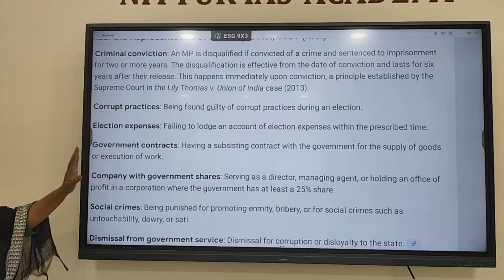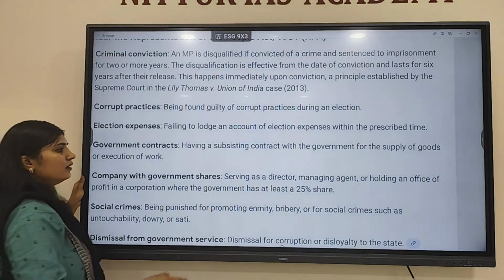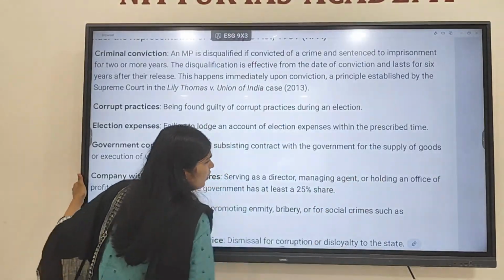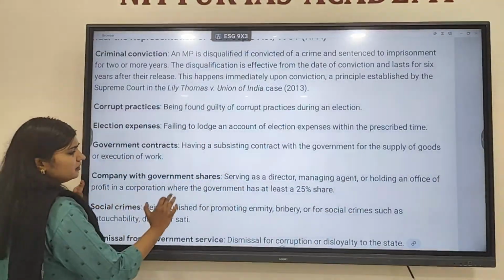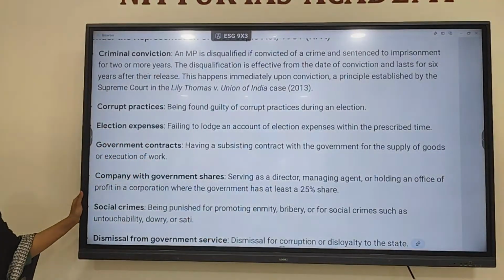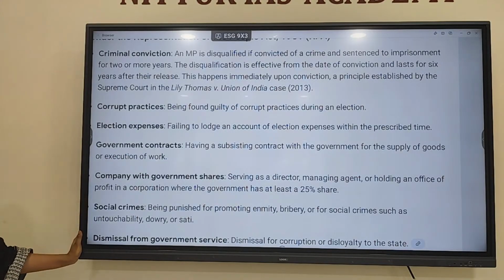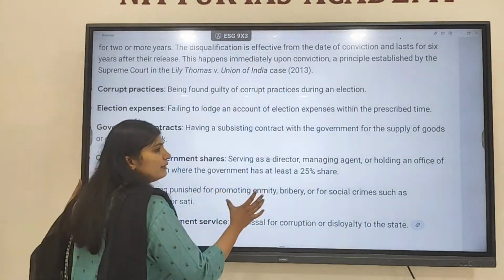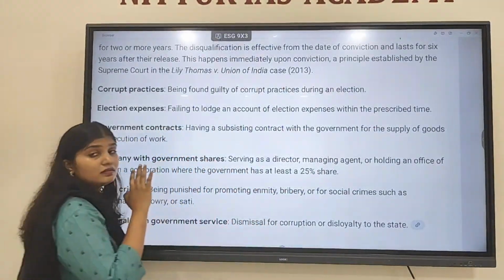Next, company with government shares, very important. Serving as a director or managing agent, that is MD, or holding an office of profit in a corporation where the government has at least 25% of shares. If the government is having 25% of shares in that company, and he is MD or a director in that, he is disqualified. Next, social crimes. Social crimes, very important. Promoting enmity between Hindus and Muslims.